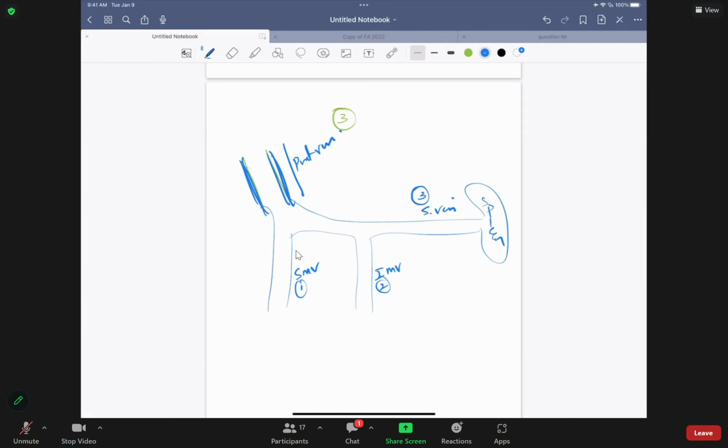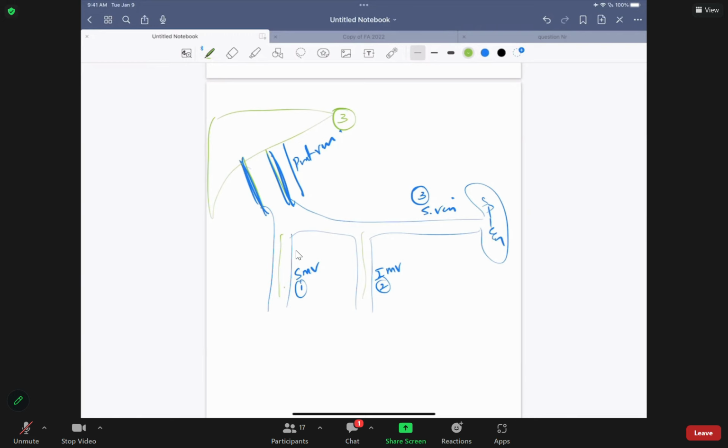So where does portal vein go? Portal vein drains into the liver. Is that clear, folks? So the portal vein is technically the most nutritious blood, because whatever we eat gets reabsorbed in the intestines. That means all the nutrients are coming from SMV and IMV and everything to portal vein, and portal vein to the liver. Is everybody clear, folks? Are you guys following me so far?